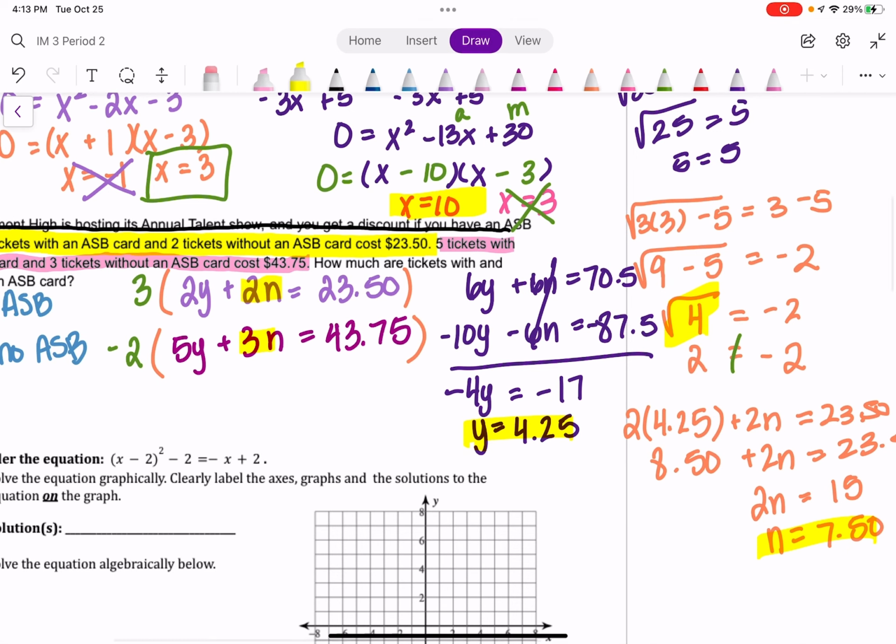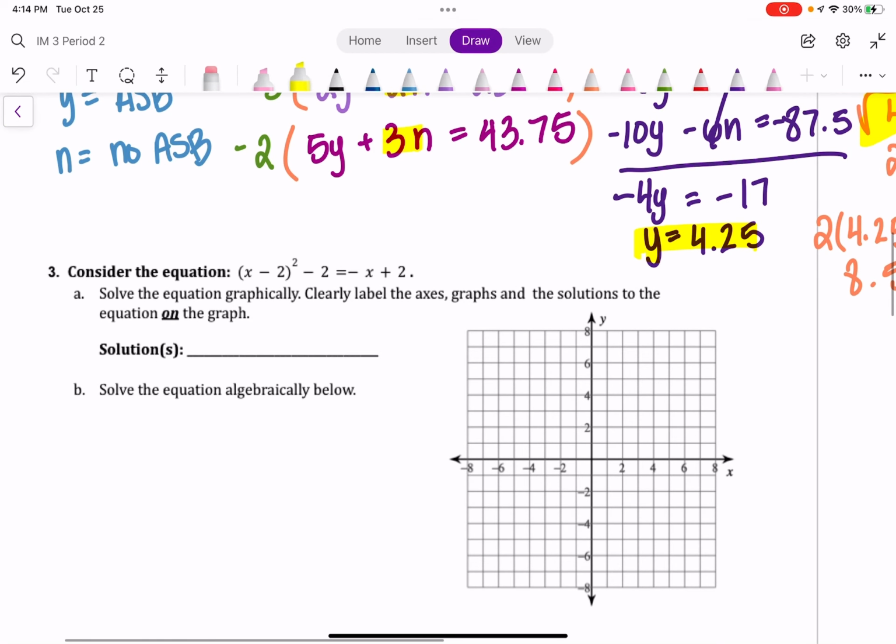Really quickly, let's just go back and double check that those work. So remember, if we wanted to check our equations, we're just plugging in, in this case, n and y into our equation. So in my calculator, I'm typing 2 times y, our y was 4.25. And I'm doing plus 2 times 7.50, because that's our n. Okay, that gave me 23.50, but we also need to check that in our other equation. So 5 times 4.25 plus 3 times 7.5, I got 43.75. So since our solutions worked for both equations, we know they're correct.